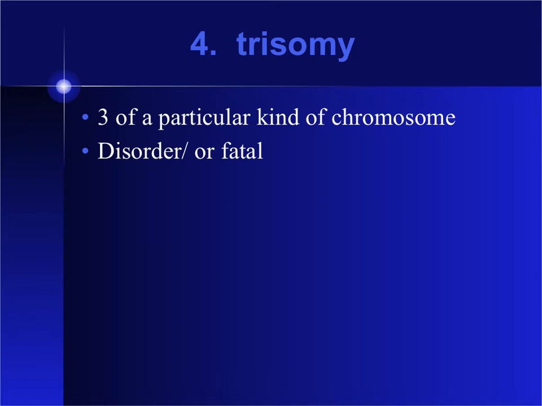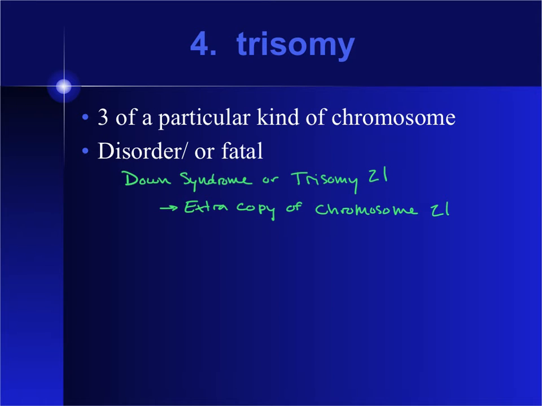The last chromosomal disorder that's typically caused by non-disjunction that we're going to talk about is called trisomy, and this is when you have 3 of a particular kind of chromosome. So instead of having a pair of chromosomes, for example, you have 3 copies of one kind of chromosome. A common example of this is called Down syndrome. And Down syndrome happens when you have an extra copy of the 21st chromosome. And so somebody with Down syndrome, which is also called trisomy 21, has 3 copies of chromosome 21 instead of 2 copies of chromosome 21, which is what you would find in a typical human cell.